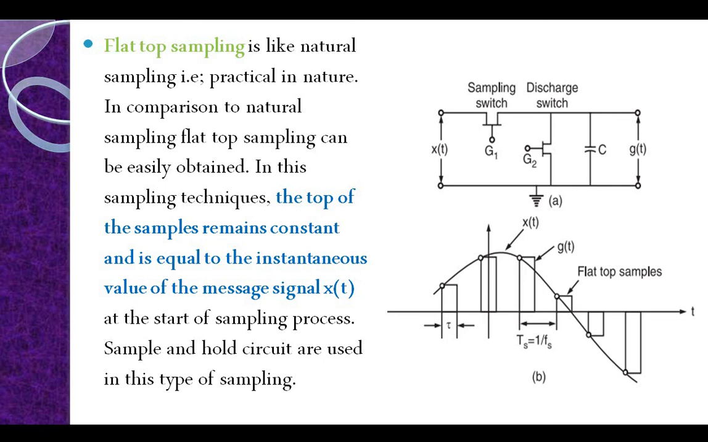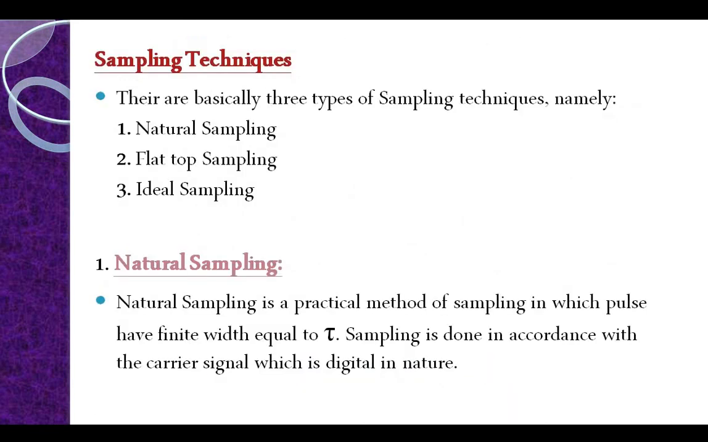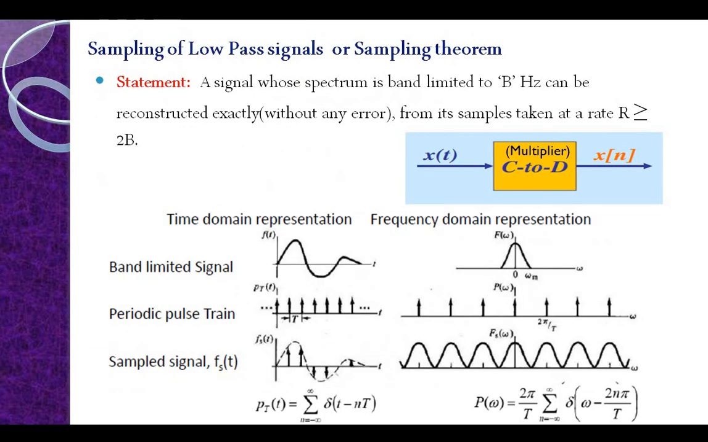This was about the types of sampling, the sampling techniques, then the sampling theorem and the sampling of a low pass signal. I hope you are clear with the first two topics of your third chapter.